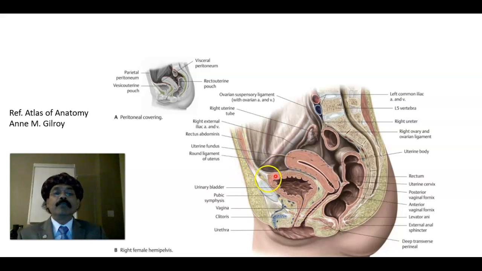This is the apex of the bladder, and it is connected to the umbilicus by means of the median umbilical ligament, which is the remnant of the embryonic urachus. This is the potential space between the urinary bladder and the pubic symphysis. We call it the space of Retzius.